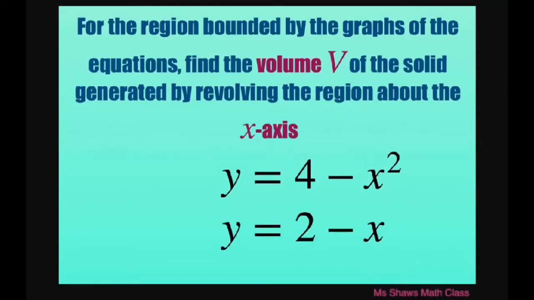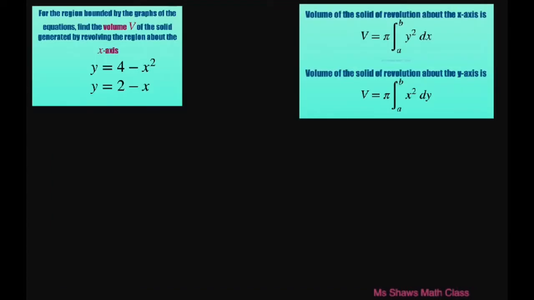For the region bounded by the graphs of y equals 4 minus x squared and y equals 2 minus x, we're going to find the volume of the solid generated by revolving the region about the x-axis. So what we're going to do is use this formula here, which is the volume of the solid of revolution about the x-axis.